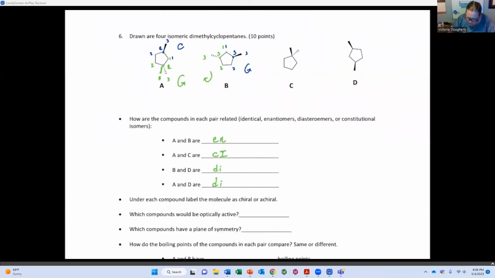All right. Under each of these, label if they're optically active. Okay. And so A and B are chiral.